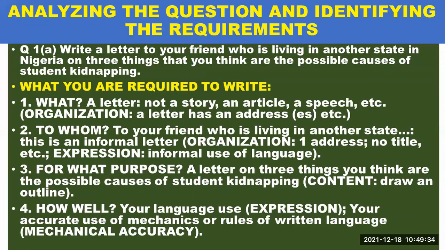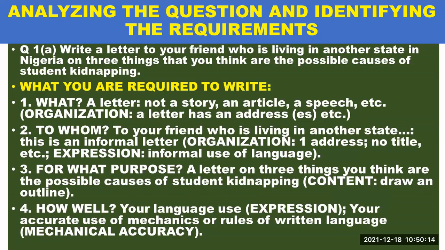So let's look at the question, and then let's analyze the question and identify the requirement. When you go into any English exam hall and you are given an essay question to solve, you need to analyze it and then identify the requirements. You need to find out what the examiner wants you to do so that you don't do the wrong thing. In any exam, when you do the right thing, you get the right results. On the other hand, if you do the wrong things, you get the wrong results.